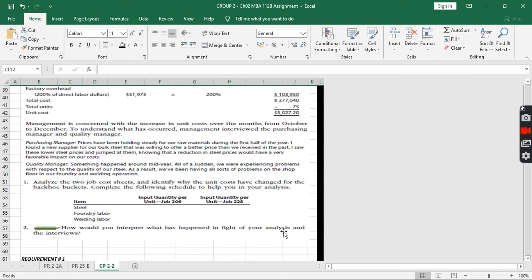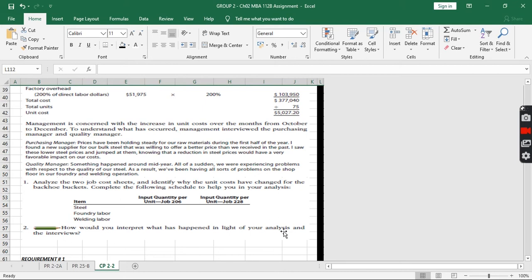According to the purchasing manager, prices have been holding steady for our raw materials during the first half of the year. I found a new supplier for our bought steel that was willing to offer a better price than we received in the past. I saw these lower steel prices and jumped at them, knowing that a reduction in steel prices would have a very favorable impact on our costs.